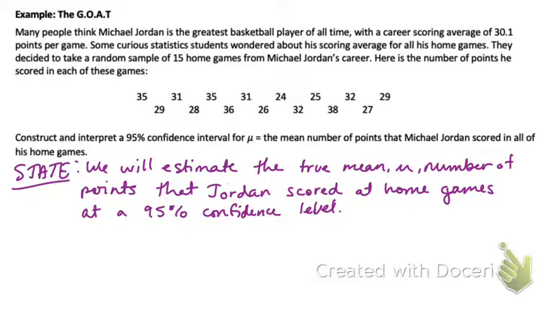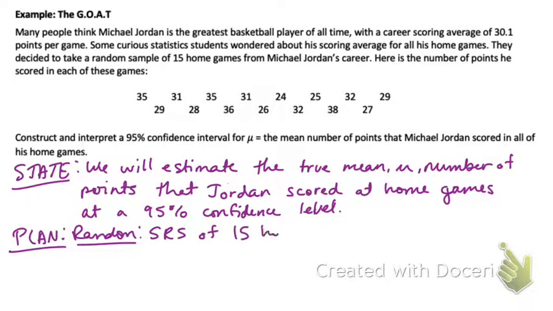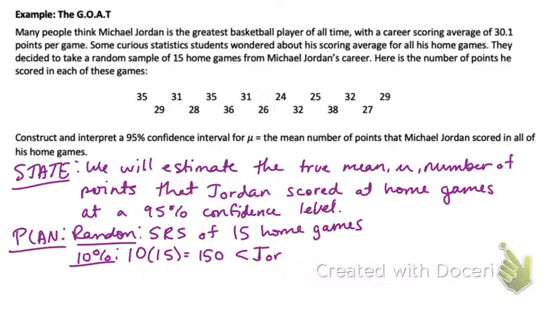All right, what's next? Oh, we plan. Okay, so random. Do we have an SRS? Yeah, random sample of 15 home games. We have an SRS of 15 home games. 10% condition: 10 times the sample size, which is 15, that's 150. Do you guys think that that is less than the population of Jordan's home games over his whole career?